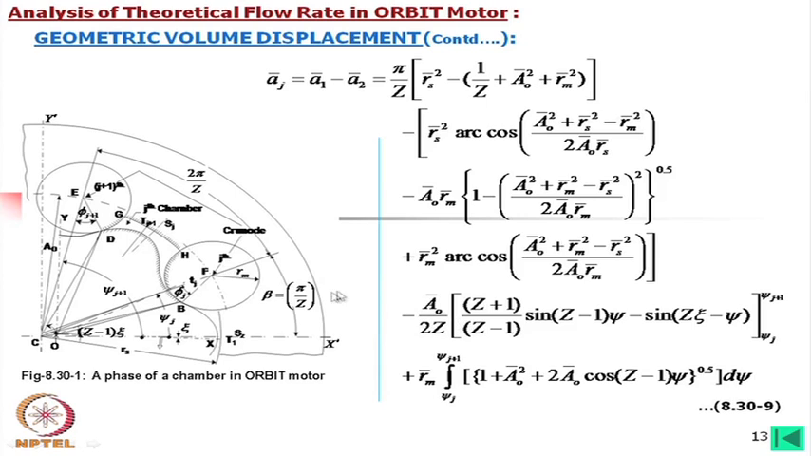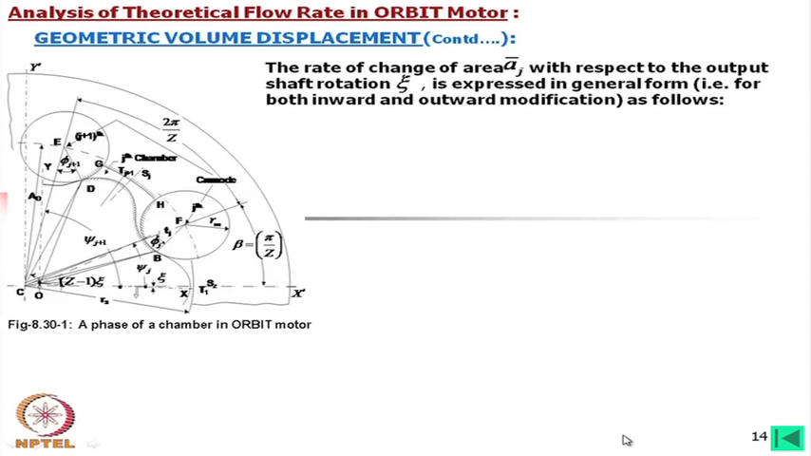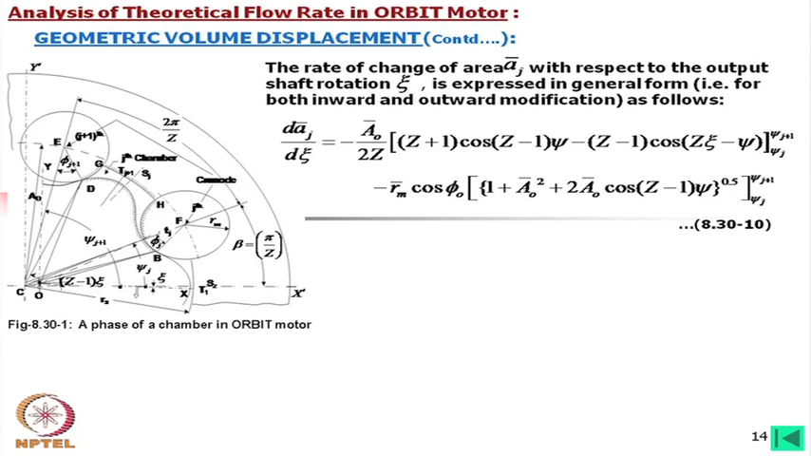Or so to say, if we consider any j and whether the rotation is 0, 1 degree, whatever it might be, if we substitute these values, we will get the area of a particular chamber. If we consider the next chamber, we have to take all such values accordingly. The rate of change of this area with respect to the output shaft rotation is expressed in general form for both inward and outward modifications as follows. Now, what we have done, we have first calculated this area. Now, here we have derived the rate of change of this area with respect to the shaft rotation, which now becomes in this form.